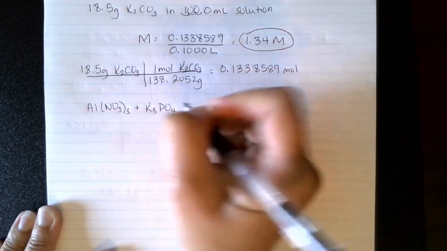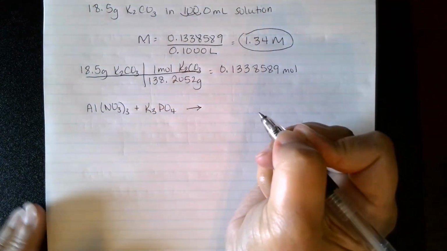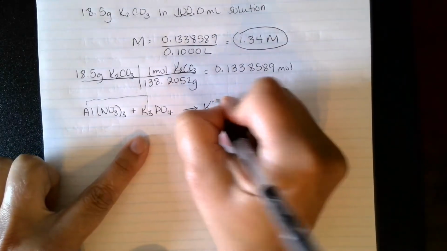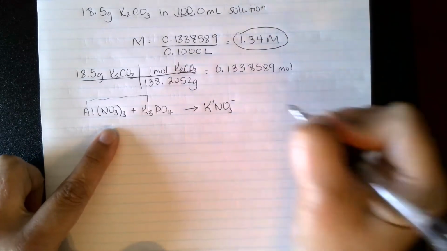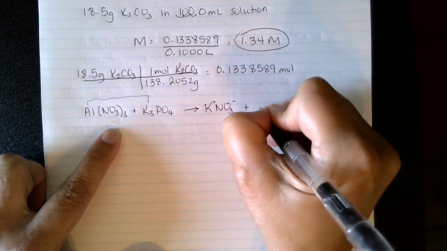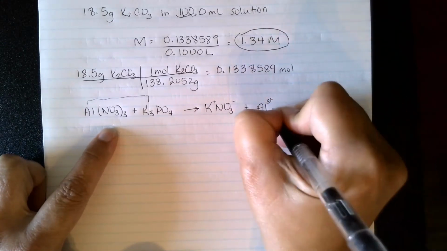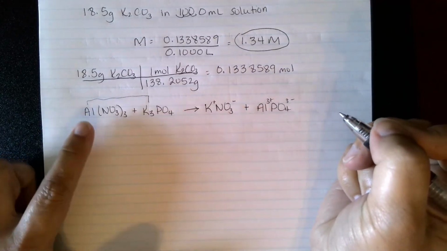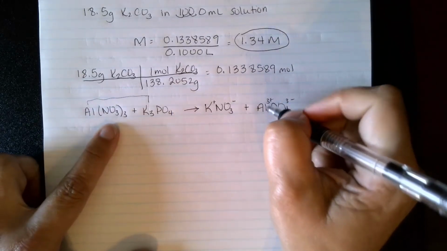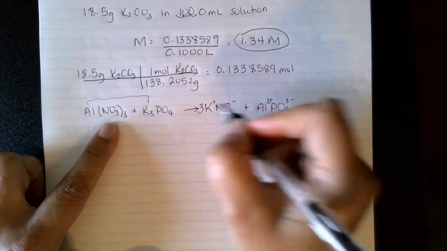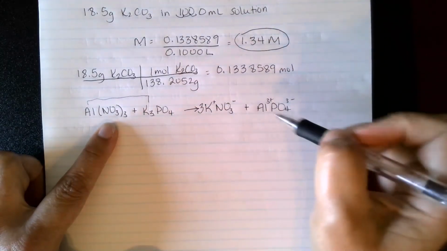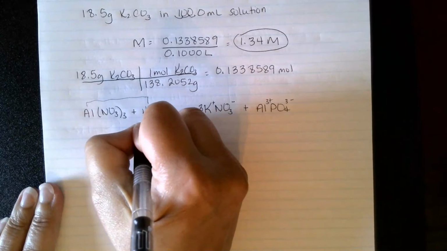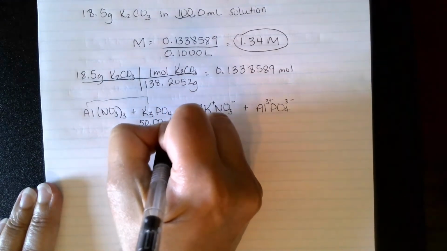And in this case, they wanted me to finish writing the equation. So I know this is going to be a double replacement, so those two will switch. So the K is going to go with the NO3. Those add up to 0. And then the Al is going to go with the PO4. And those ones add up to 0. So I have 1 Al, 3 of my NO3s. Now I have 3 Ks, 1 PO4, and 1 PO4. So it's all balanced.